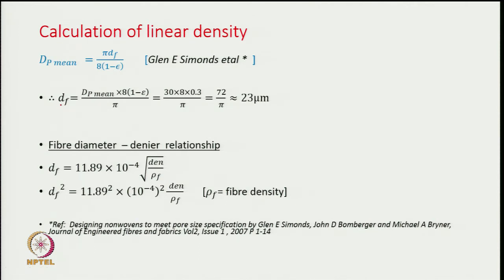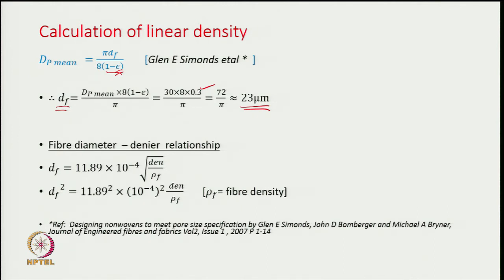From there I can find out what should be the diameter of the fiber, because the porosity is something which we have assumed to be 0.7, and therefore the packing fraction of fibers, the solid volume fraction, is 1 minus epsilon, that becomes 0.3, this is 1 minus 0.7. From there we can easily find out what should be the diameter of the fiber, that is 23 micrometer.